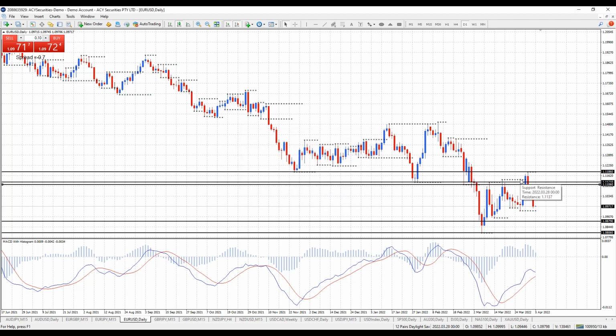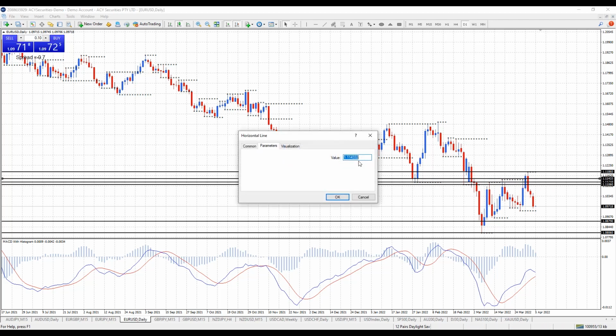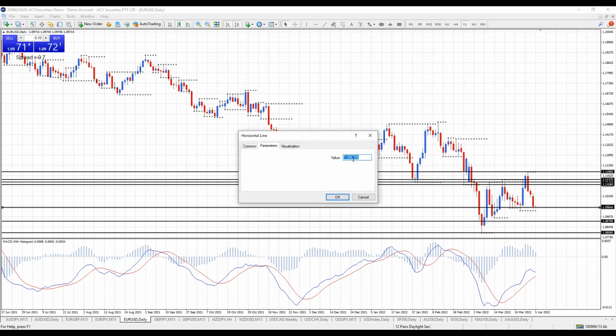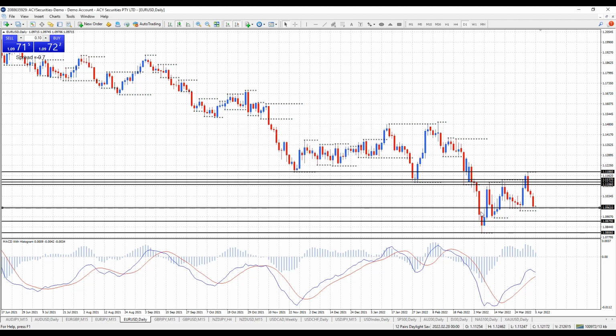A bit higher than that, we've got 111.37. So we failed all those levels last week. Then lower down, we've got support here, which we're touching at the moment, 109.61. Is that going to give support to the market, or are we going to move through this week?